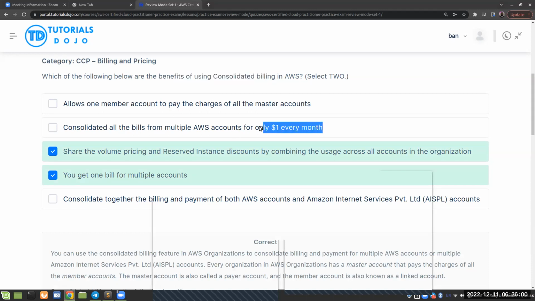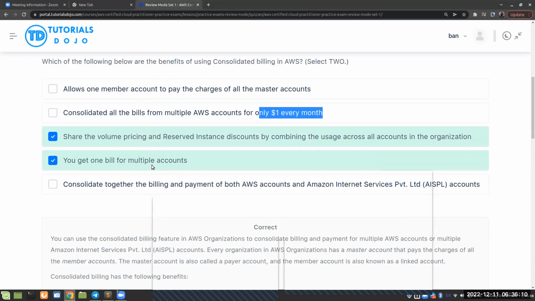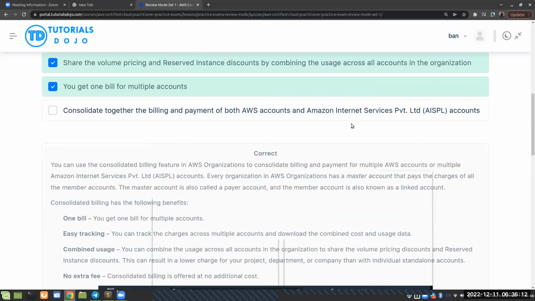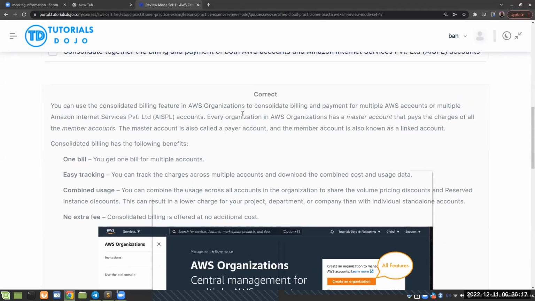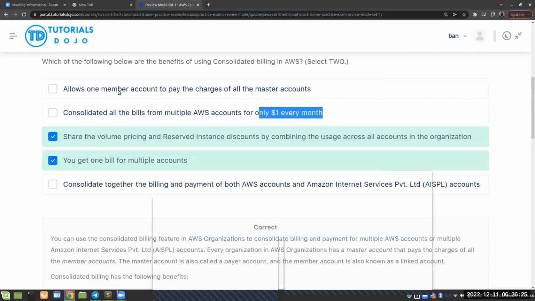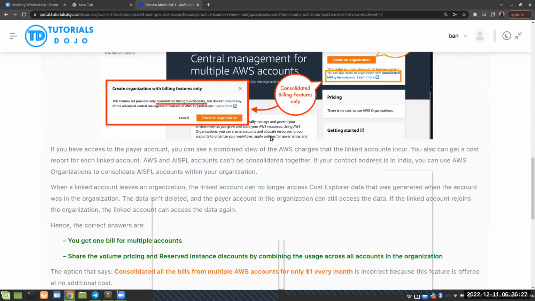Definitely, you don't have a $1. Everyone would definitely be using that, and AWS can make money. Allow one member account to pay the charges of all the master accounts. Consolidated billing are two different things. It's the master account that pays charges for all the member accounts. So that's why the first one is wrong.